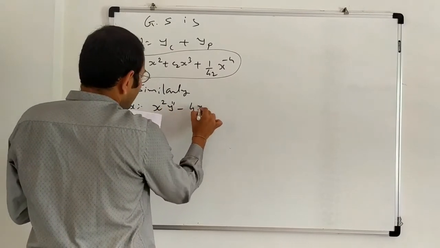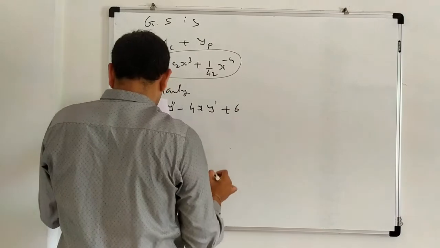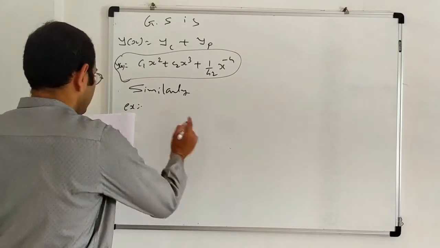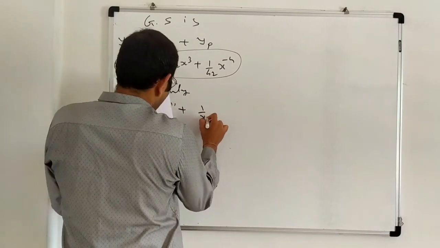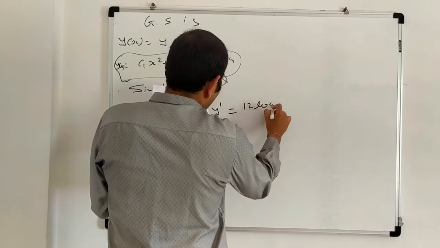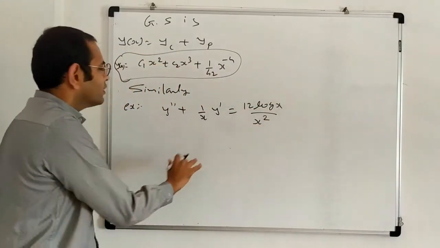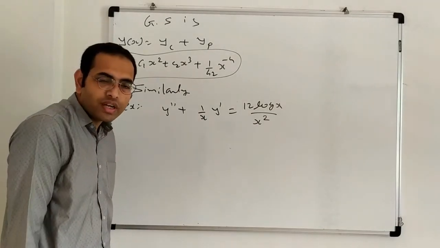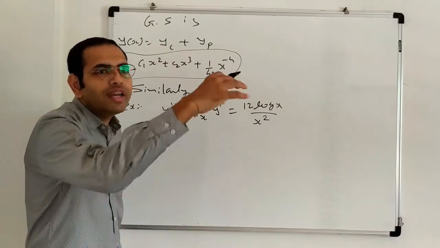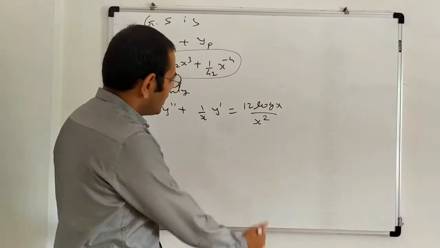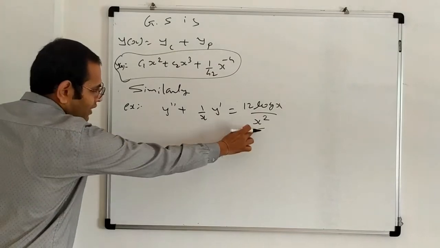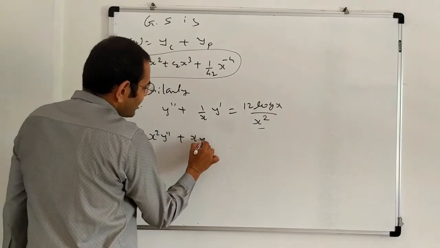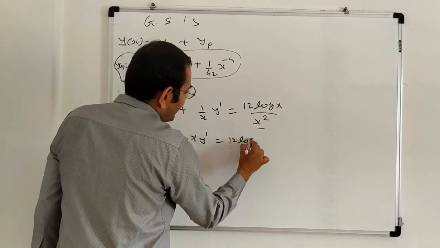Similarly, x square y double dash minus 4x y dash. So this example is already solved. Y double dash plus 1 upon x y dash equal to 12 log x upon x square. This example is not in the form of Cauchy-Euler's differential equation. But first of all, we convert it into the Cauchy-Euler form: multiply with x square, then x square y double dash plus x y dash equal to 12 log x.